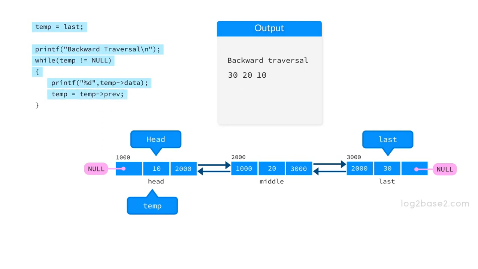And now temp will be equal to null since temp prev equal to null. Now check the condition again, but it fails. So the control comes out of the loop. And we got each node's data printed in the reverse order. So that is how we can perform forward and reverse traversal in doubly linked list.